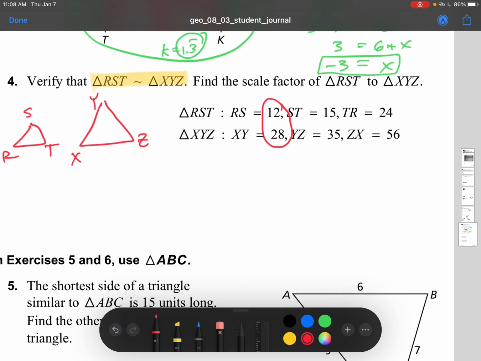So we have right here 12 and 28. Those are both the short sides from the two triangles. So we can just create that ratio, 12 over 28, and that equals about 0.43.